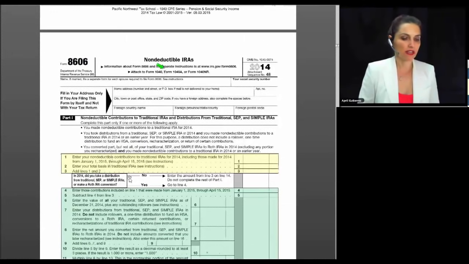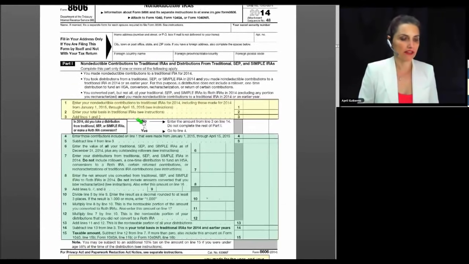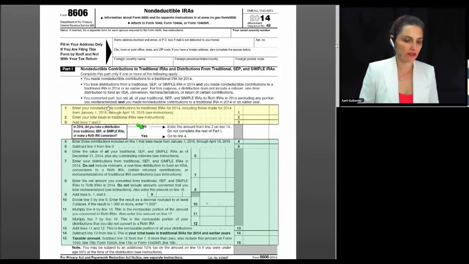So let's take a look at Form 8606. As I said, it's a fairly complex form. It's 2 pages with multiple parts. In Part 1, you'll see that the header on this is non-deductible contributions to traditional IRAs, as well as distributions from traditional SEP and simple IRAs.